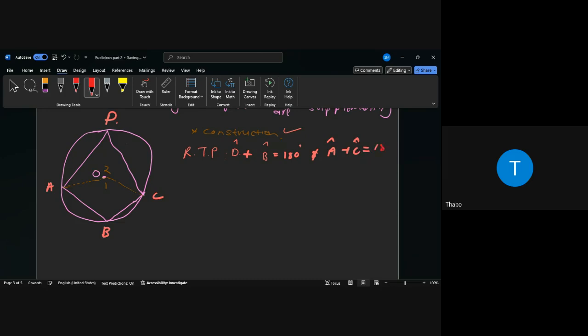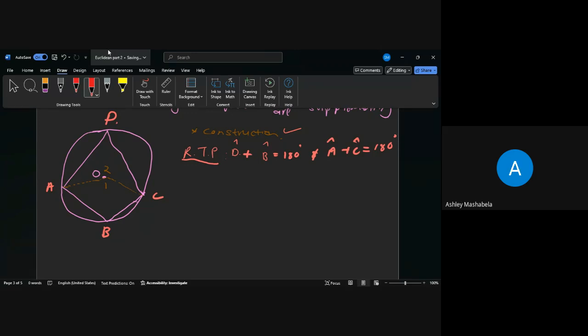So we are required to prove that angle D plus angle B equals 180, along with angle A plus angle C equals 180. Remember, this comes from one of the properties. We need to prove whether the property was true, whether whoever researched and found out about the property was right. That's what you're supposed to prove. You did your construction, then you write required to prove. Are we together, guys?